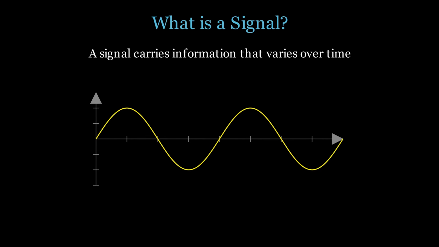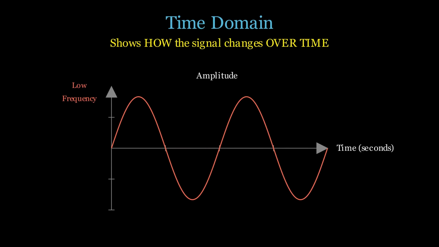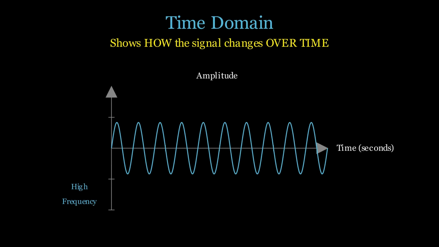In the time domain, we see how the signal looks moment by moment. Watch these three waves. They're all different frequencies. Low frequency is slow, medium frequency is faster, and high frequency is very fast. The time domain shows you exactly how the signal changes. It's what you see on an oscilloscope.